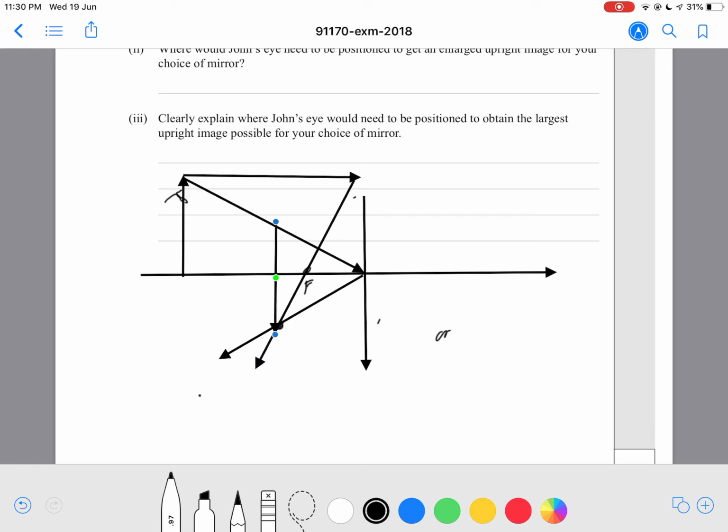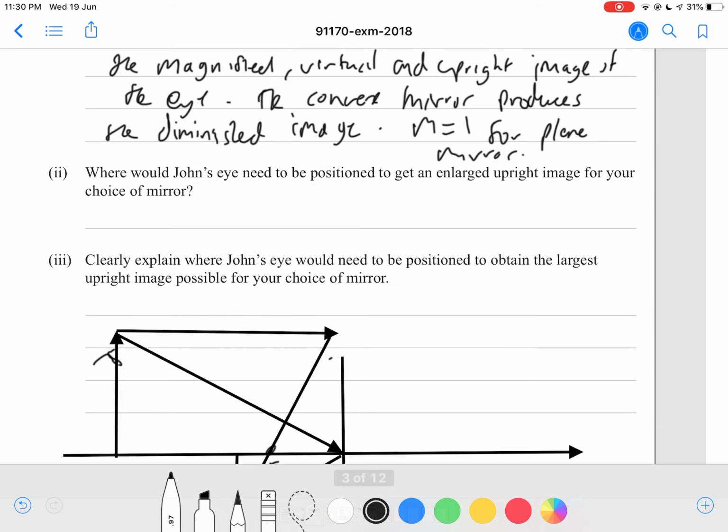Okay, so it'll produce the real image, but it will be diminished. So it's going to be smaller, and it's going to be the opposite way around. So we're going to say that it's inverted. Okay, so we have an inverted image. Therefore, where John's eye is shown needs to be positioned inside the focal point. So distance of object is less than focal point.